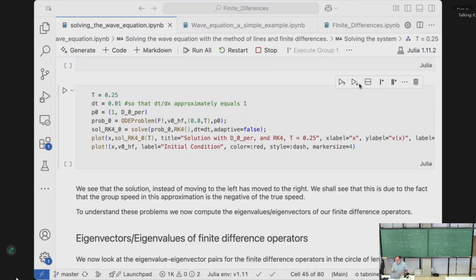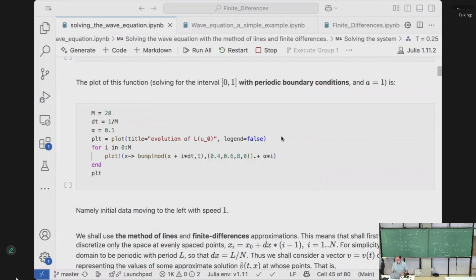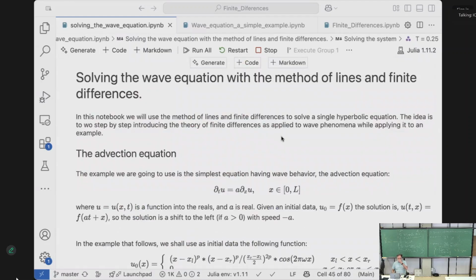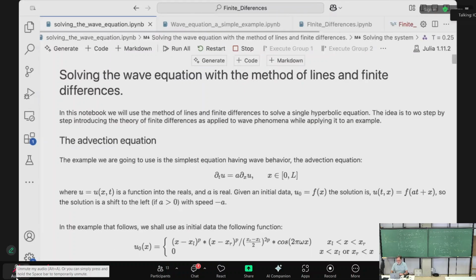Last week we were seeing finite differences and using them for the advection equation, namely the one-dimensional wave equation. So I'm going to continue. I made a new notebook for this, so we'll go through this again with some more details and things.